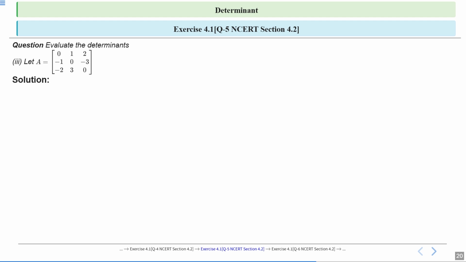So the third matrix is of order 3 cross 3, that is 0, 1, 2, minus 1, 0, minus 3, minus 2, 3, 0. So just think how to calculate this determinant, and which column and which row we should take to expand.